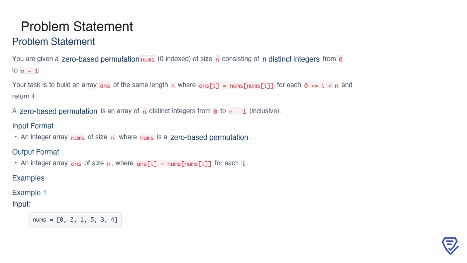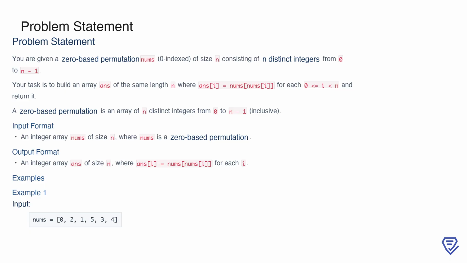In this problem, we are given a zero-based permutation array called nums. This means that the array nums is of size n and contains all the integers from 0 to n-1, each appearing exactly once. Our task is to build a new array ans of the same size, where each element at index i is determined by looking up the value at nums[i].